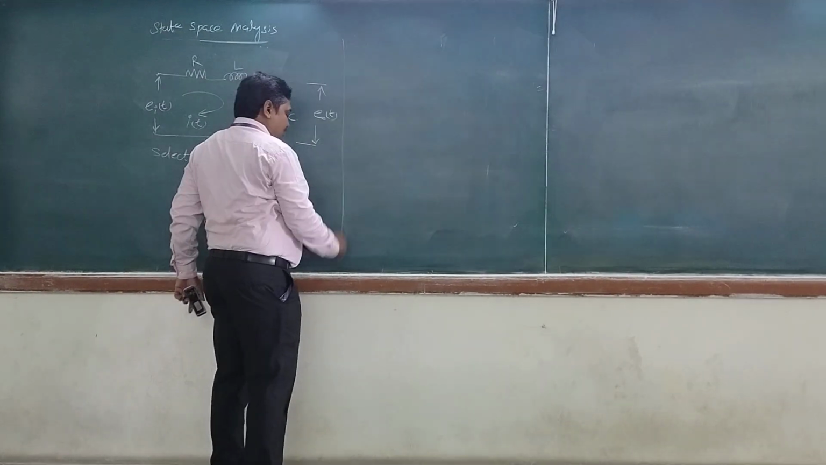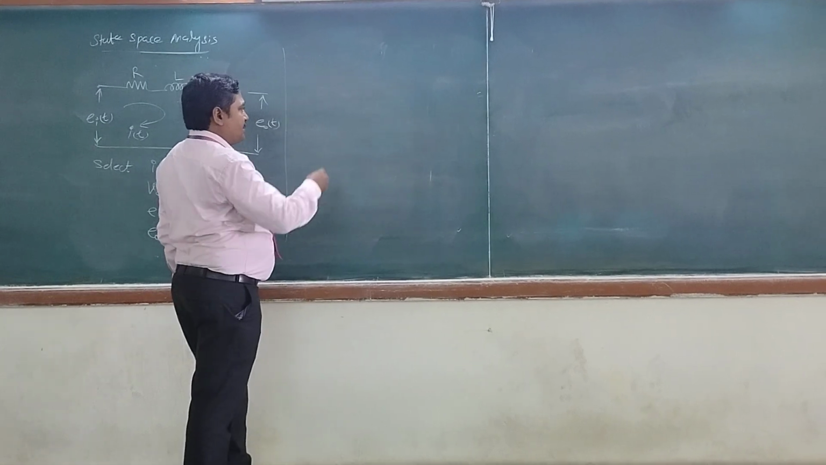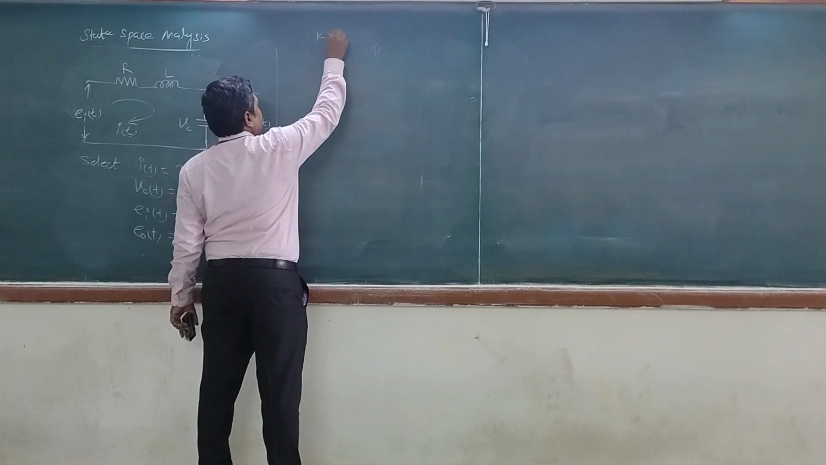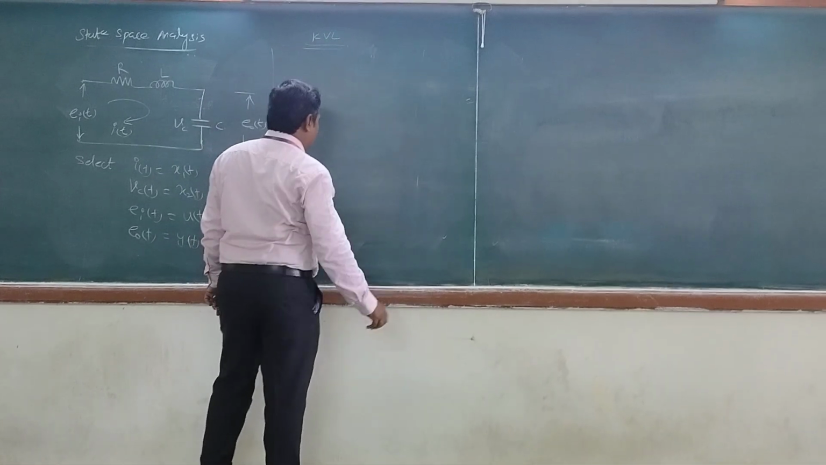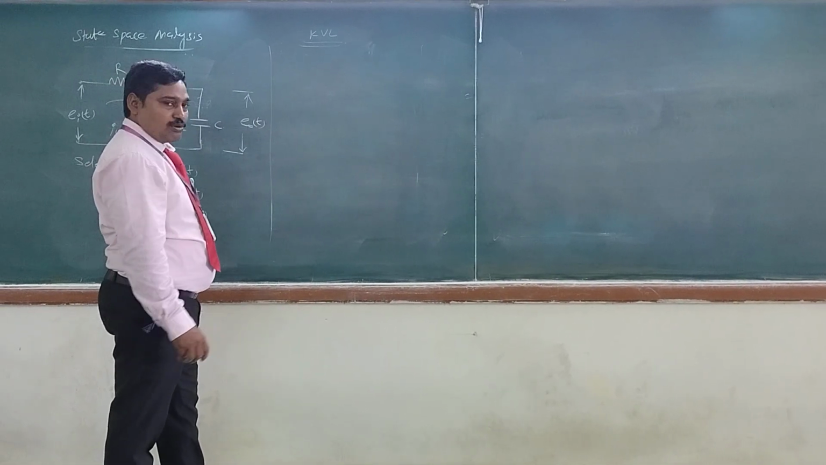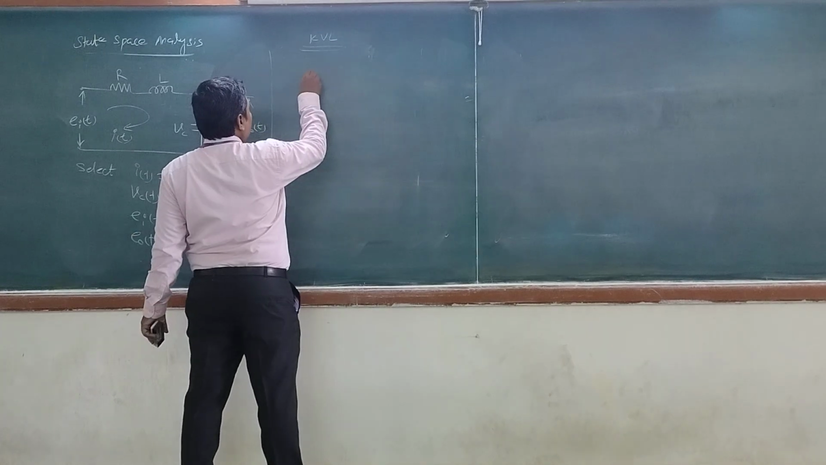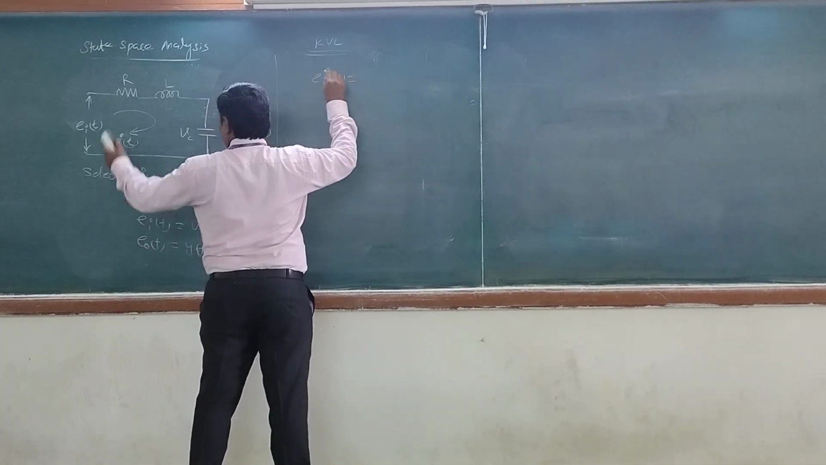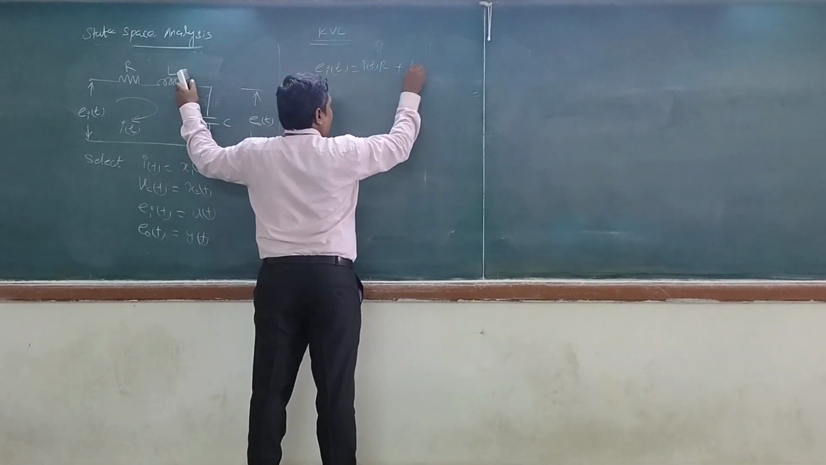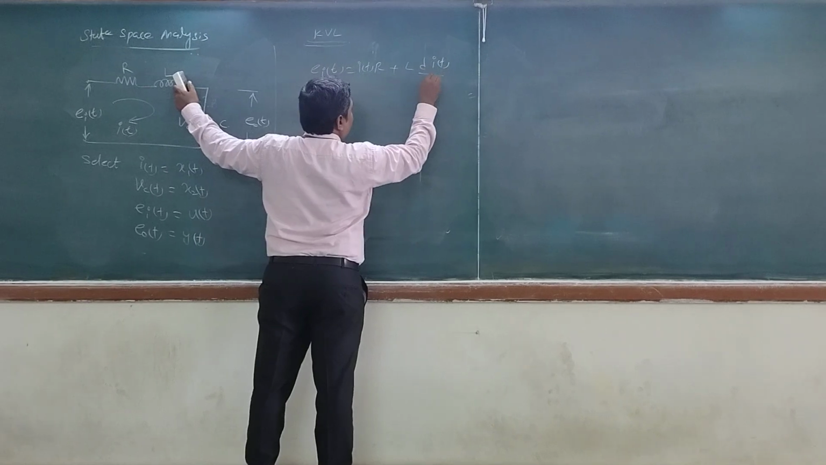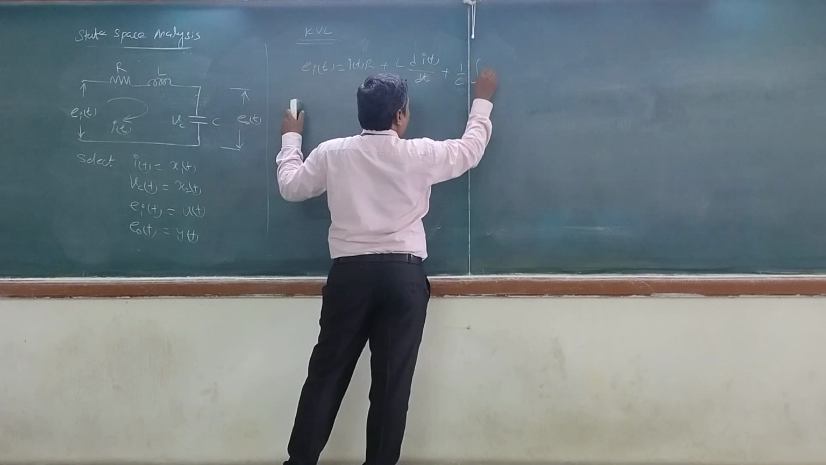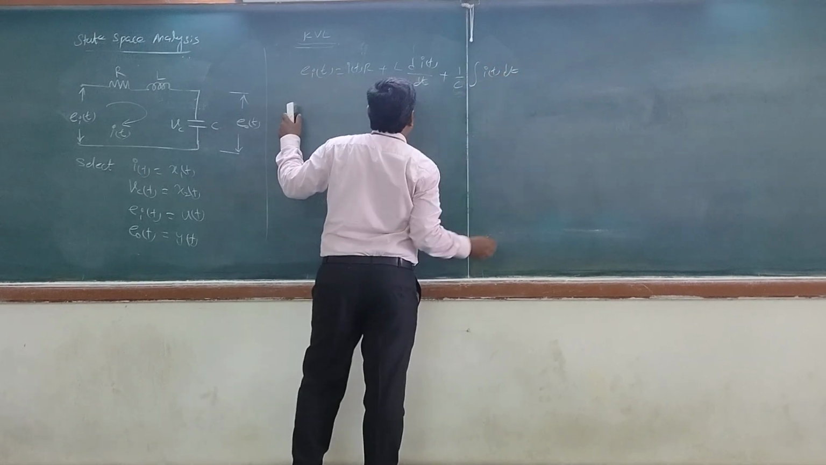Now write down the network equation applying Ohm's law and Kirchhoff's law. This is a series network, so we can apply Kirchhoff's voltage law: the algebraic sum of potential rises is equal to the algebraic sum of potential drops in a closed circuit. So e_i of t is equal to the voltage drop across the resistor, R i of t, plus the voltage drop across the inductor, L di of t by dt, plus the voltage drop across the capacitor, 1 by C integral of i of t dt.